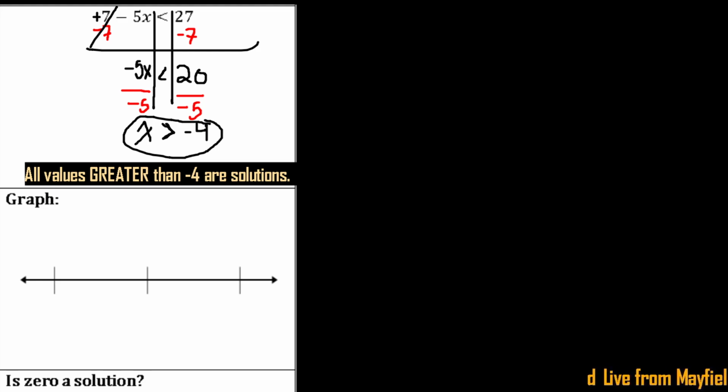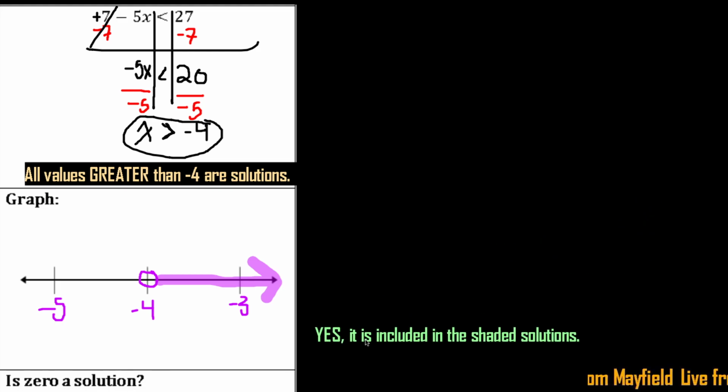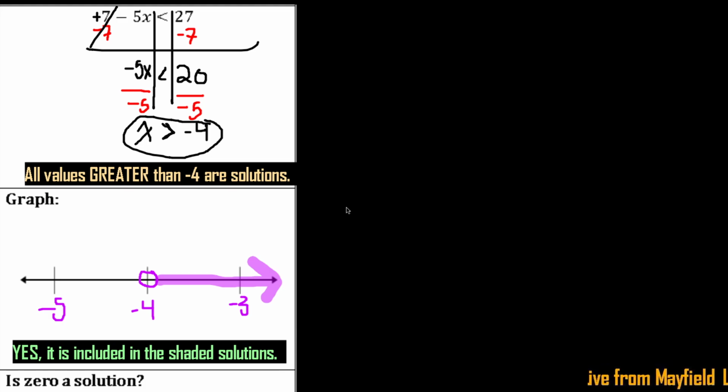So when you go to graph it on that number line, I have a negative 4 in the middle, I have 1 below, and 1 above. I'm going to draw an open circle, and since our variable is on the left, I can match that arrow direction, and so I'm going to shade everything above negative 4. That last question, as always, is 0 a solution? You better believe it. Yes, it is included in that possible shaded solution.